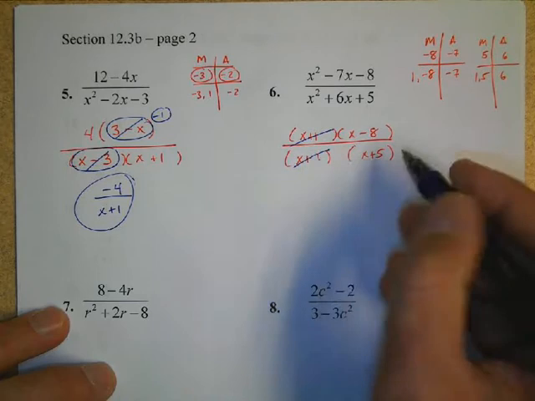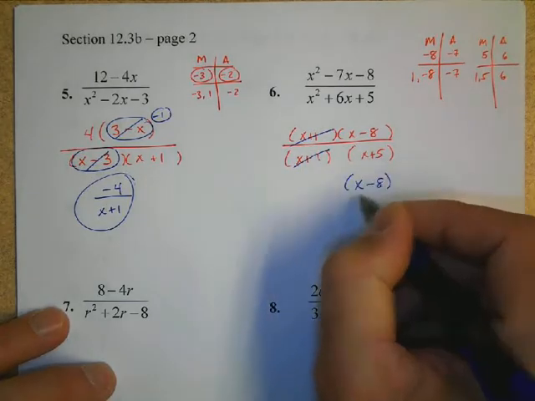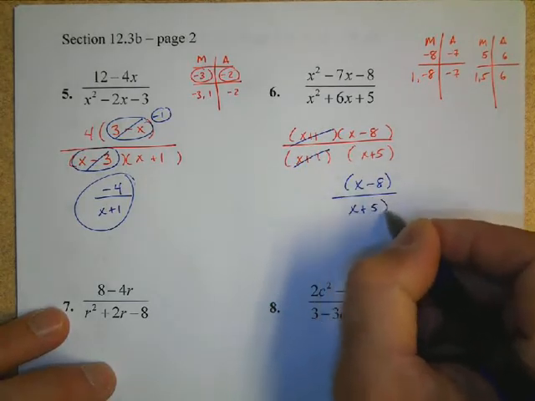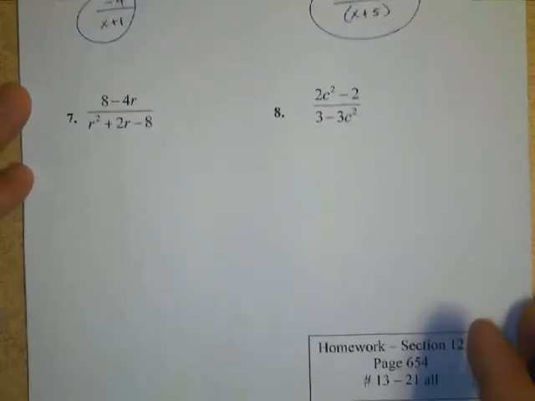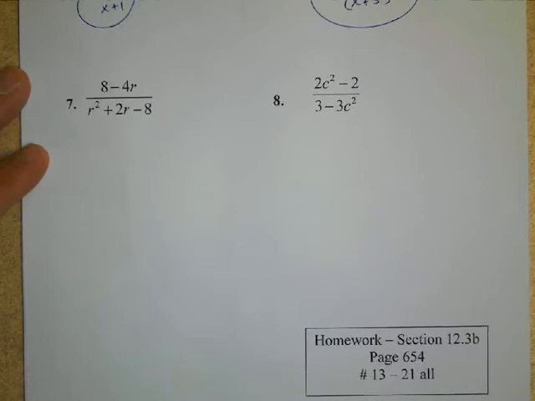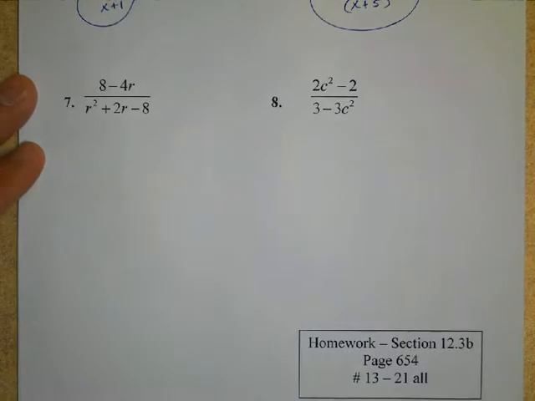It's interesting as we look through our problems that usually one of the parts in the numerator is also a factor in the denominator, and in this case the x plus 1's cancel, leaving us an answer of x minus 8 over x plus 5.